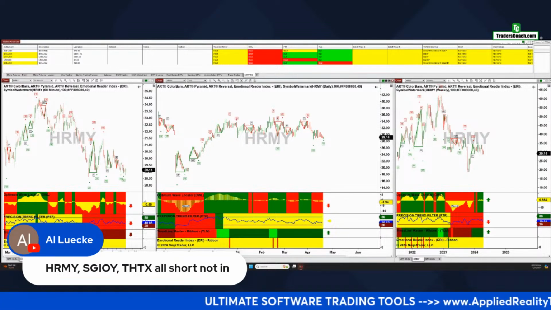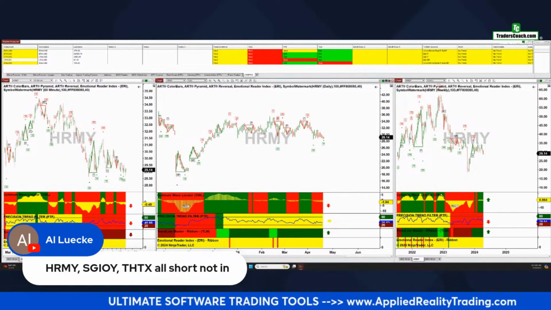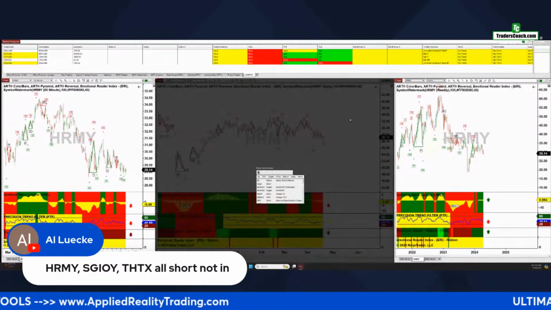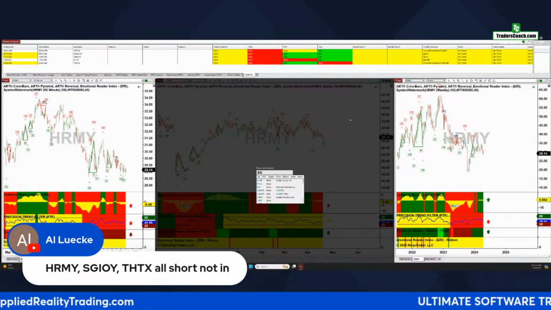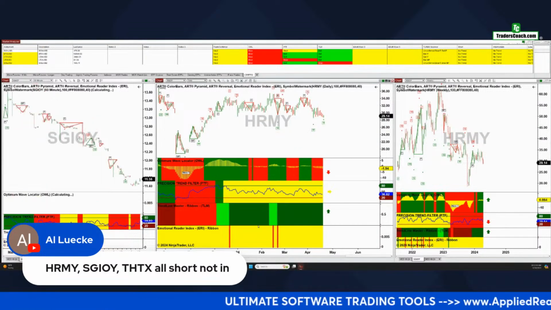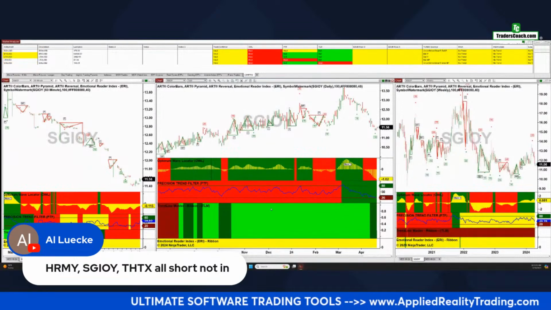So let's go ahead and do that. Let's put HRMY as a short, okay, with a stop above that pyramid. So I think that one's okay. Let's take a look at your next one here. SGIOY. And while that's loading, we'll take a look here.